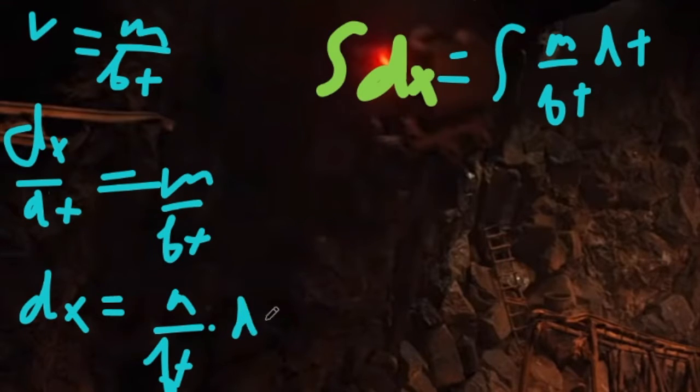Now the integral of dx is going to be x, and the integral of the other side is going to be m over b, since they're constants, they just come out of the integral, and multiply that by the ln of t.